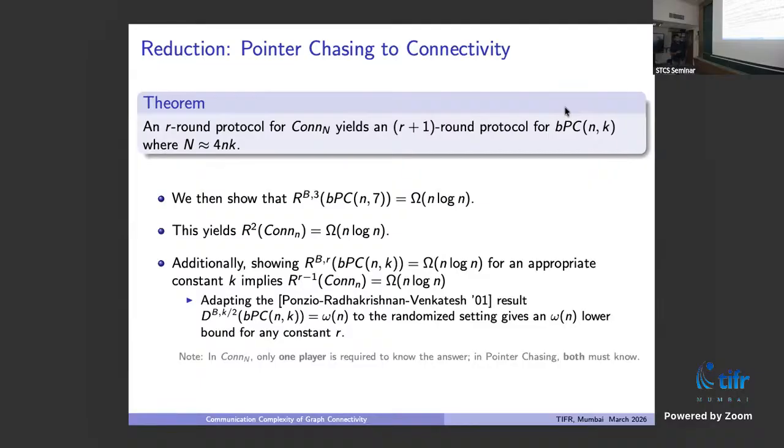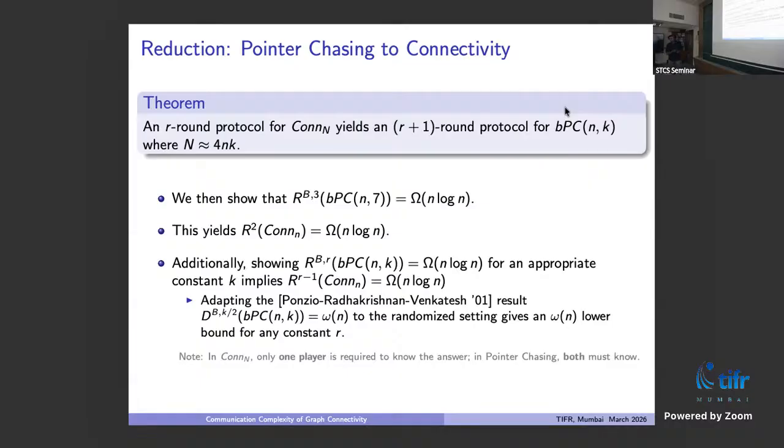And that's how, when we adapt the Ponzio Radhakrishnan Venkatesh result, we showed it for deterministic protocols. With some work, you can say that it also works in the randomized setting. This follows: a superlinear lower bound for connectivity for any constant.